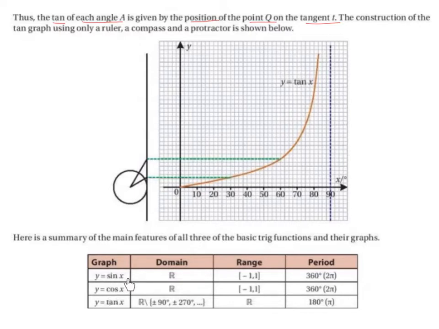Y equals tan of x has a domain of the real number set without plus or minus 90 degrees, plus or minus 270 degrees, and so on. Range is the real number set, and it has a period of 180 degrees or pi.